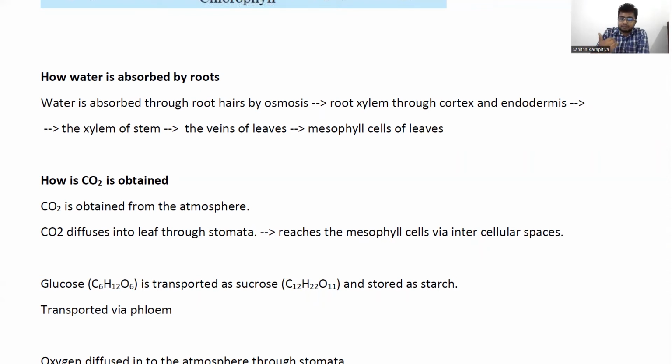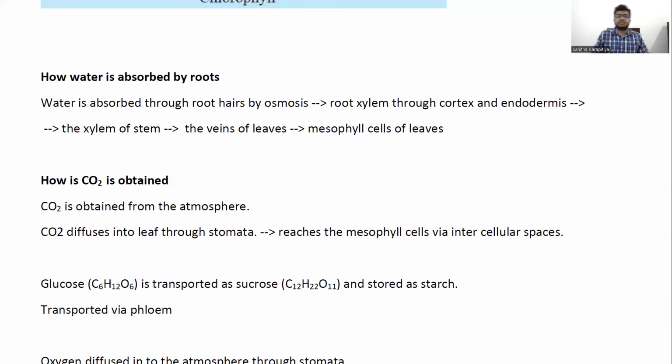Now, once water enters the root, it will move to the root xylem. What is the xylem? Xylem is the tissue that conducts water and minerals. But before it enters the xylem, it passes through the cortex and endodermis. Those are 2 cell layers. Through the cortex and endodermis, it will enter the root xylem. Once it enters the root xylem, it will next move to the xylem of the stem. So it will move up the plant, and then the water will be carried into the cells where photosynthesis happens through the veins of the leaves.